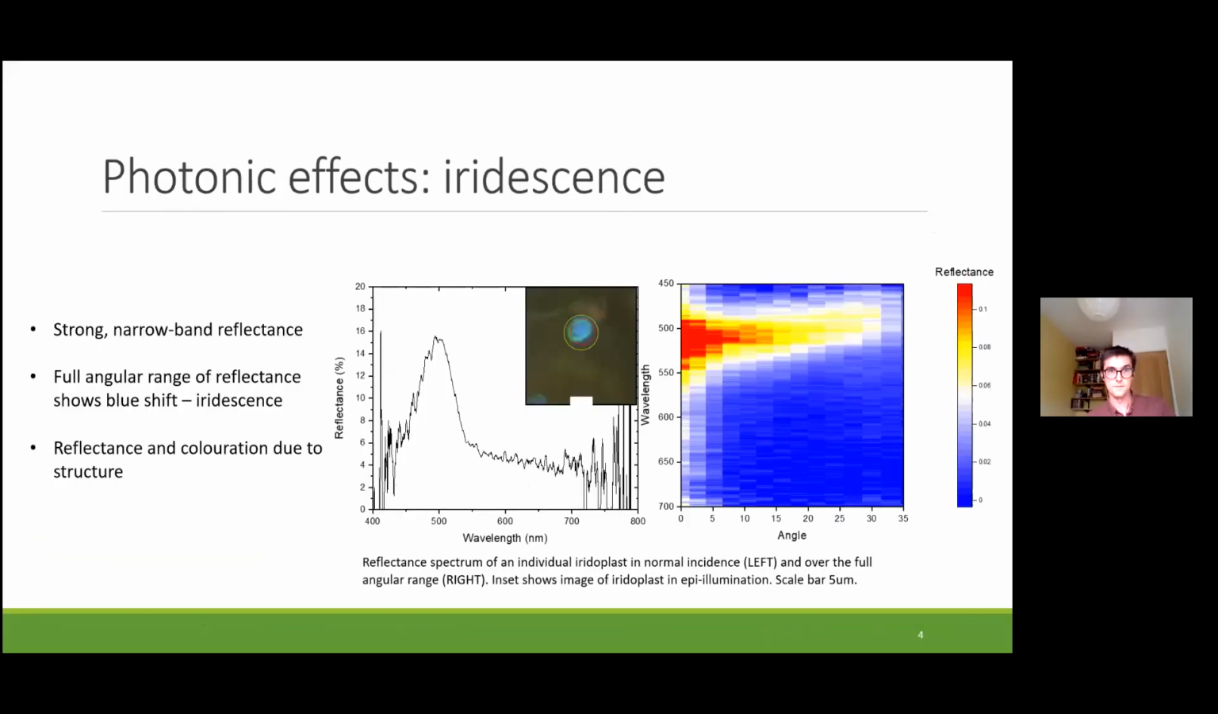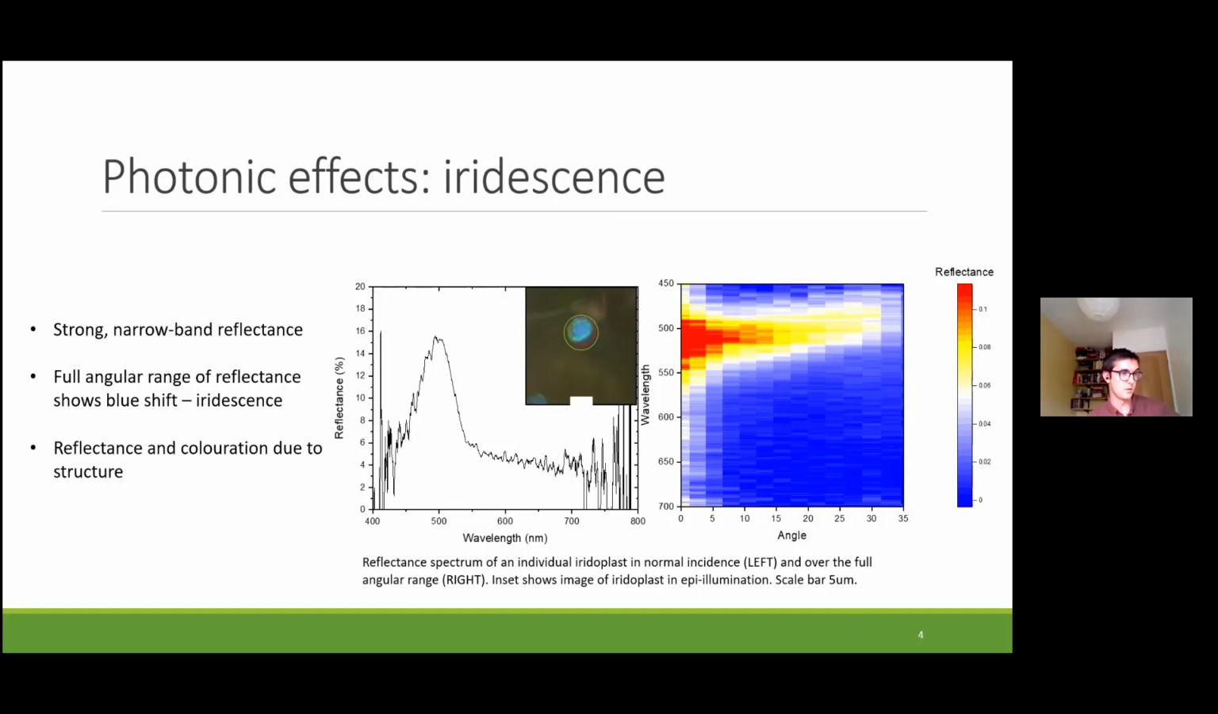So what does this do photonically? Like I said a lot of times, and I probably will say a lot of times, it creates a strong reflectance, and we can measure the spectrum of that reflectance of an individual iridoplast. So that little blue blob, again, is an individual iridoplast illuminated in epi-illumination. So we're shining the light at it and looking at the light that reflects back.